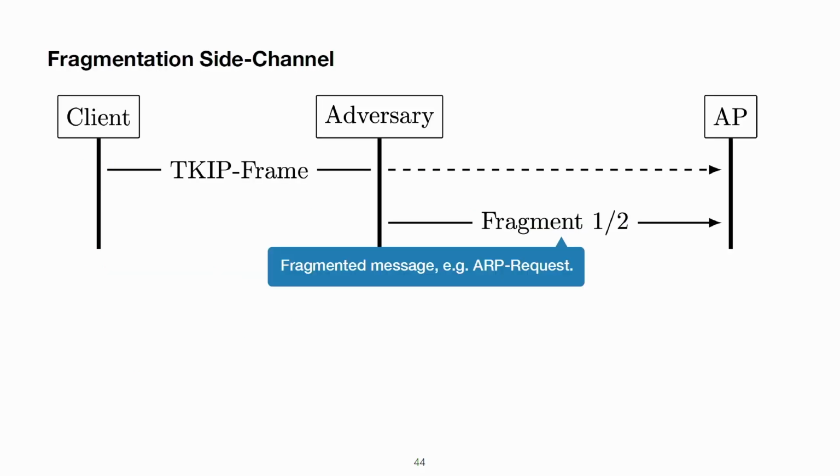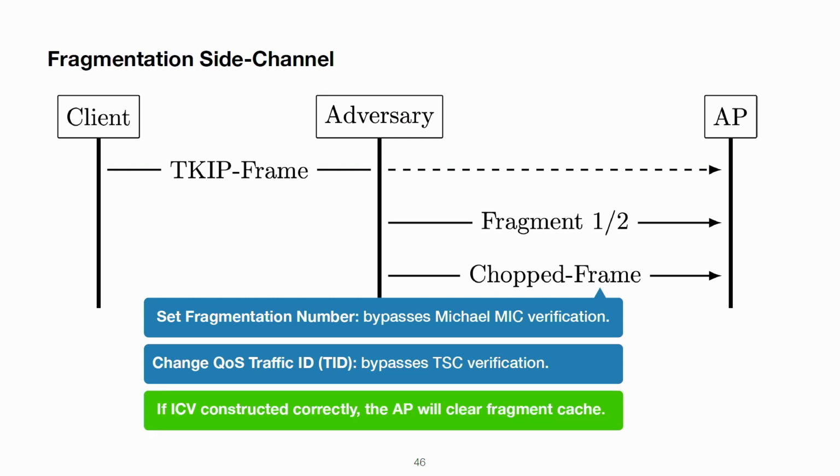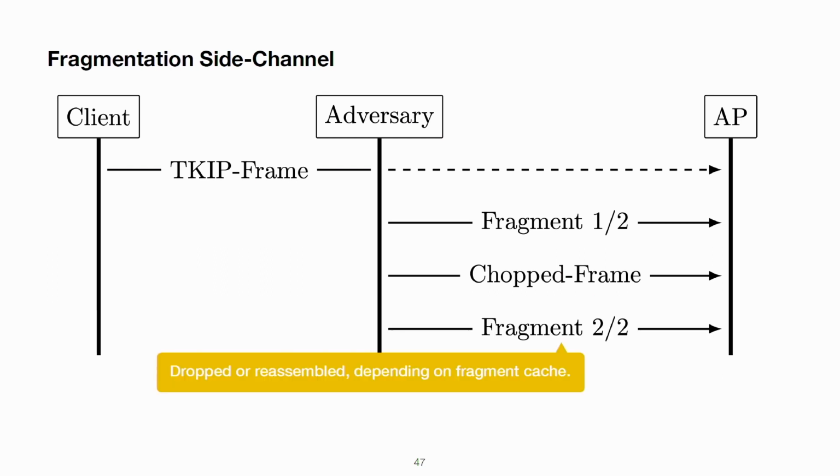And this allows us to make a quite interesting side channel as well, where we send a first fragment, and this could, for example, be an ARP request, because we want to know if this frame is reassembled. The best way to do so is to construct a frame that will trigger a reply. So if we send an ARP request as a fragment, then we can send the first fragment, then we try our shop frame. This will influence the state of the cache at the access point. And if our ICV was constructed correctly, then the cache will be cleared, which means we will not receive a reply.